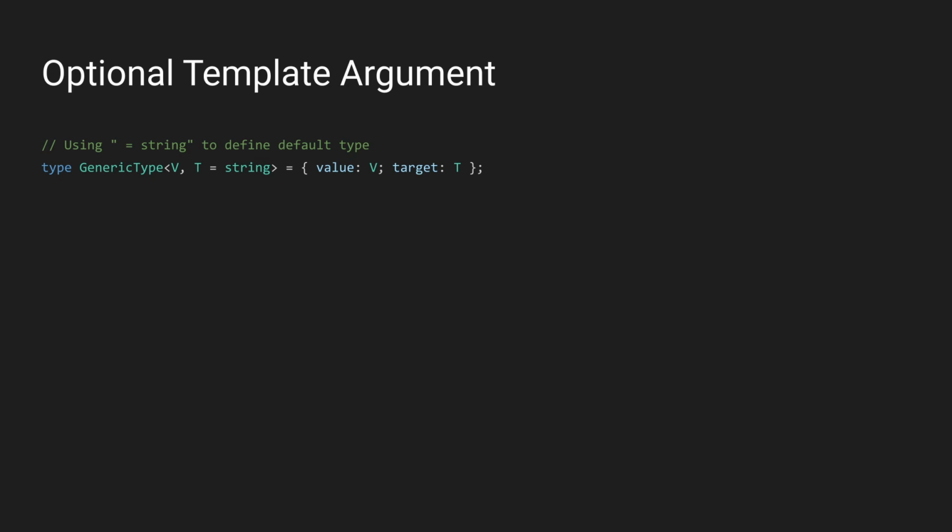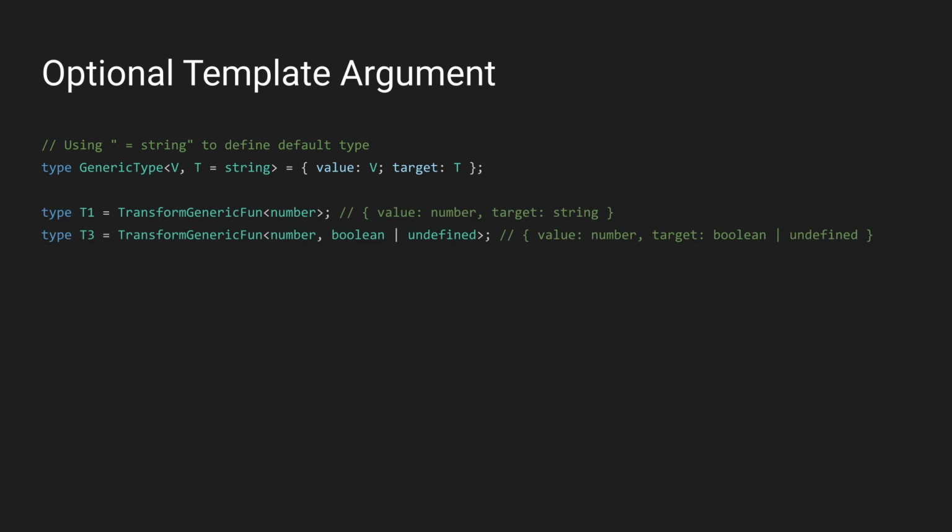We created generic type template where the first argument is required and the second one is optional with default as string. So when using generic type template, when we do not provide a second argument, it will fall back to string. When we pass second type arg, it will be used as T value, so in the example, target key.